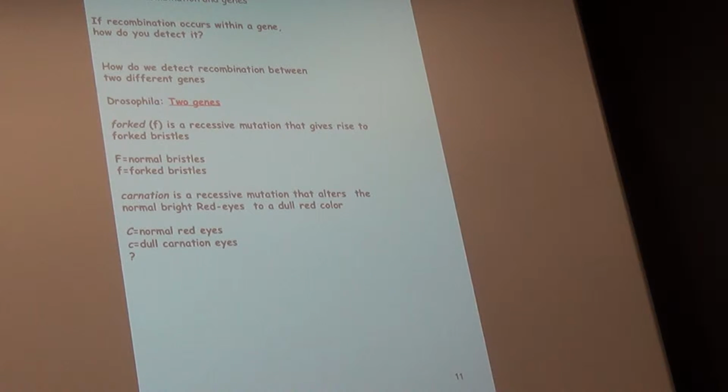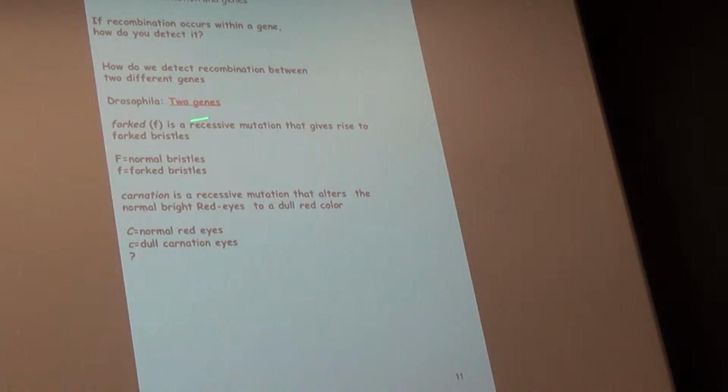So, how would you study recombination that occurs within a gene? How do you detect that recombination? When we are looking at two genes far apart on a chromosome, we are looking for the recombinant class, correct? You start with true breeding parents, and then you ask for the appearance of recombinant progeny that have shuffled their genes after they've gone through meiosis.